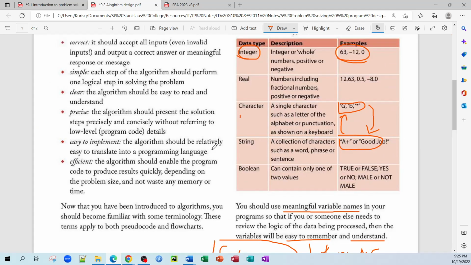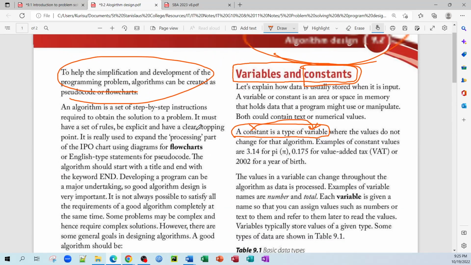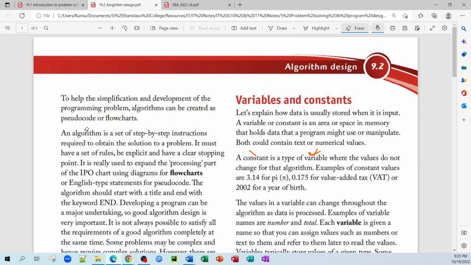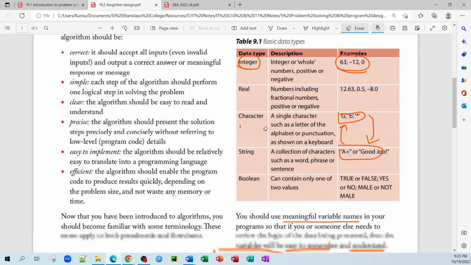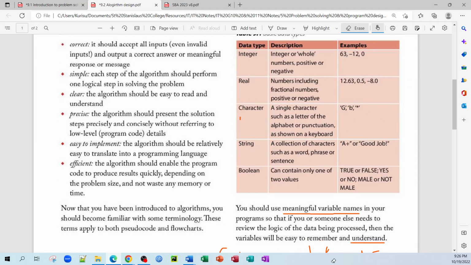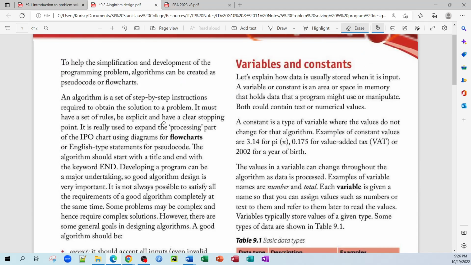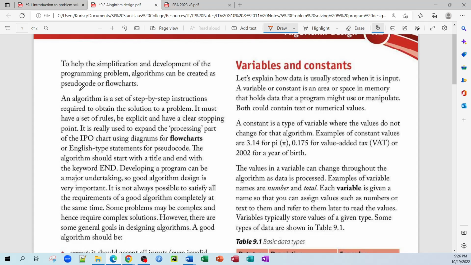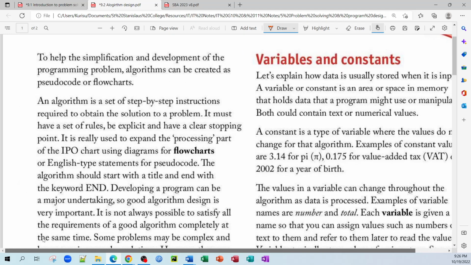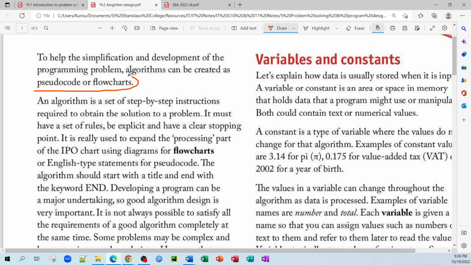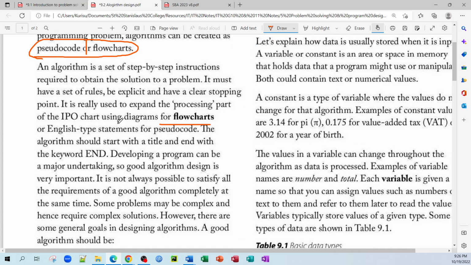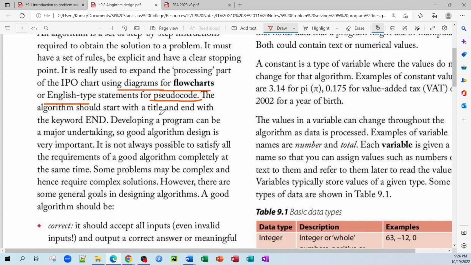So let's just recap what we would have learned tonight. Tonight we recapped last week's work, which is very important for you to remember: when you're designing an algorithm, you have 2 ways of creating that algorithm. You have a pseudocode, or you can use a flowchart.